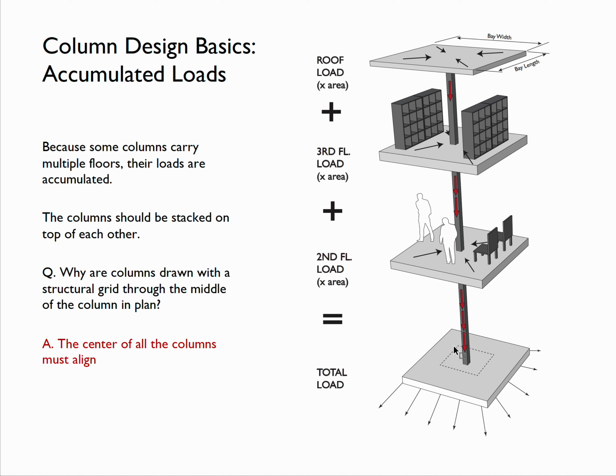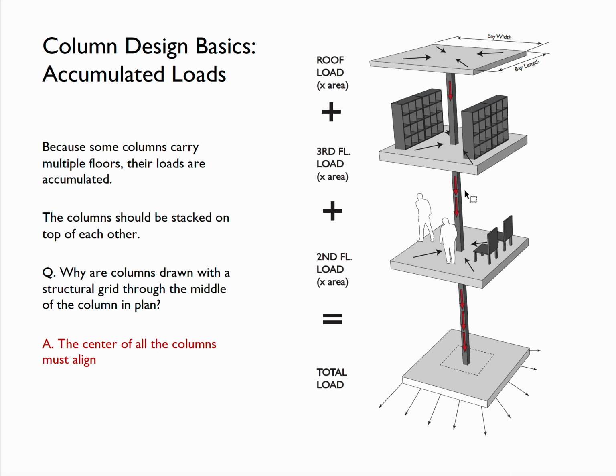So something to consider when we talk about grids is: why are the columns drawn with the structural grid through the middle of the plan? When we go back and look at how those actually lay out with a dashed line that runs through the middle, whether that was A, B, C, 1, 2, 3, the reason we want to do that is that the center of all the columns must align.